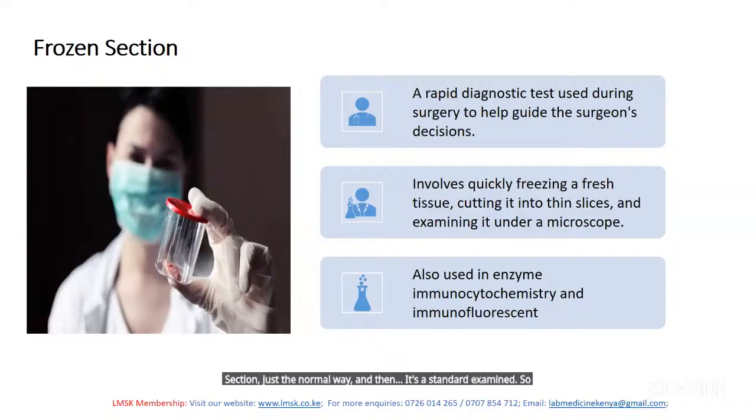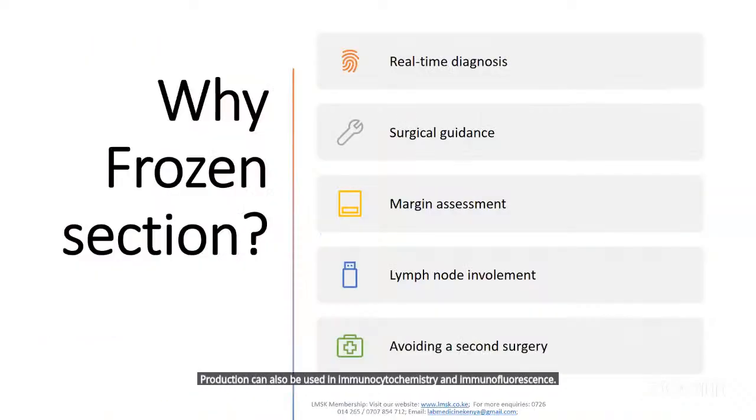So frozen sections are rapid diagnostic tests used during surgery to help guide the surgeon's decisions. It involves quickly freezing a fresh tissue, cutting it into thin slices and examining it under a microscope. Frozen section can also be used in immunocytochemistry and immunofluorescence. So why frozen section?